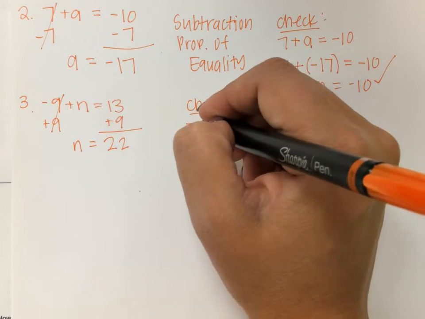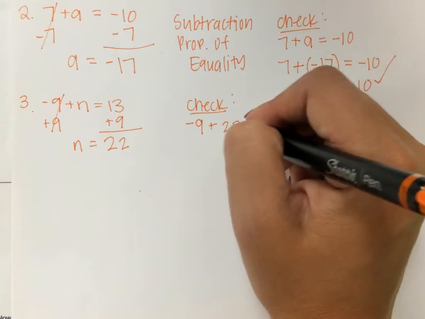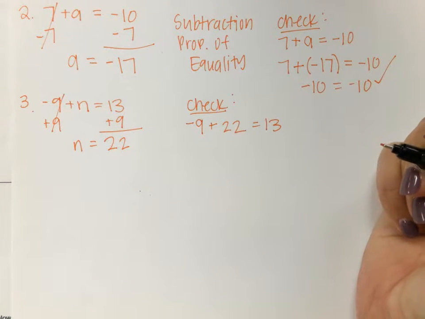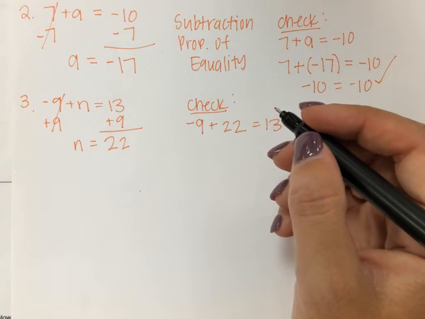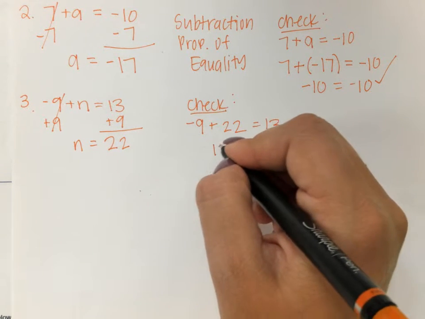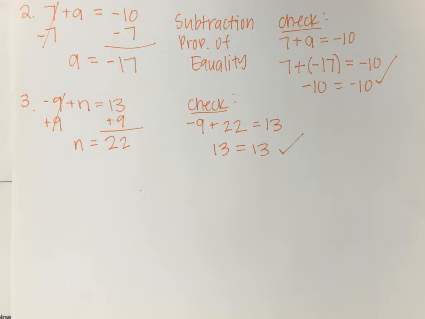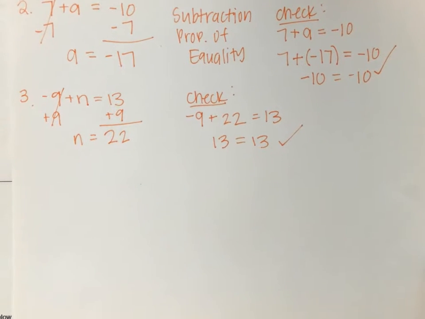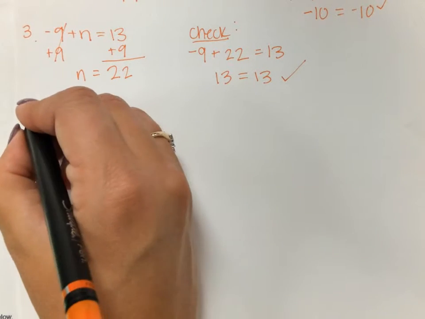Alright, so if I check it, I'm plugging it in. So that means I have negative 9 plus 22 equals 13. What's negative 9 plus 22? 13. So my answer is right. Questions?